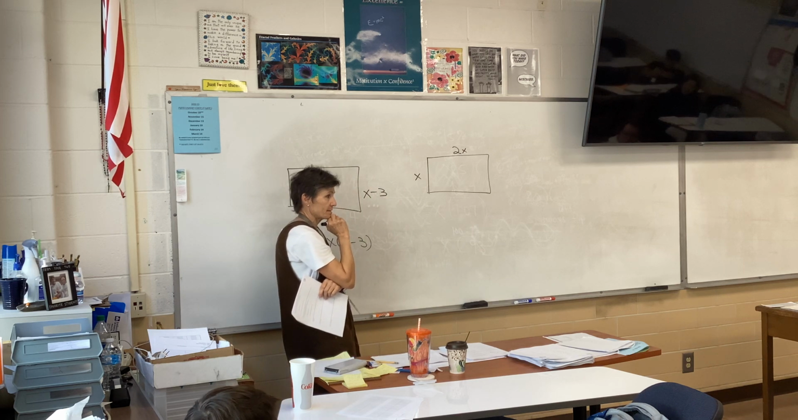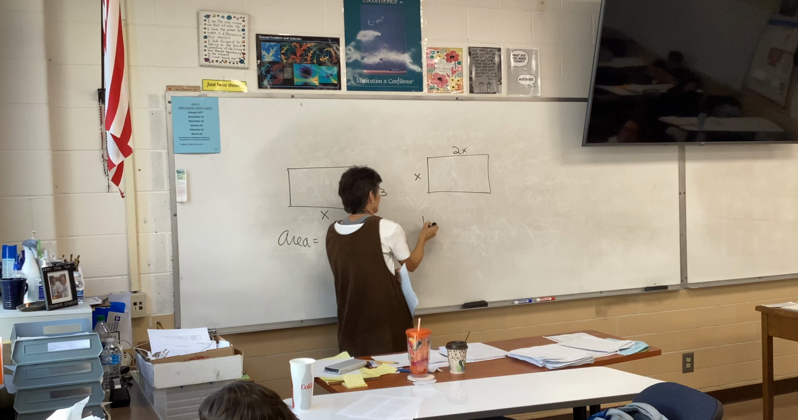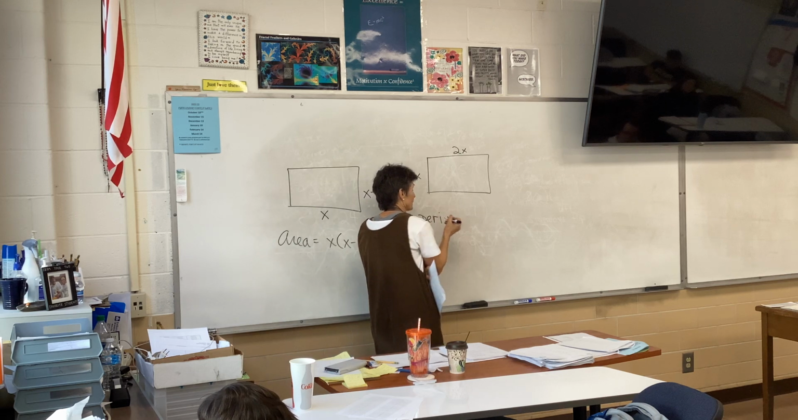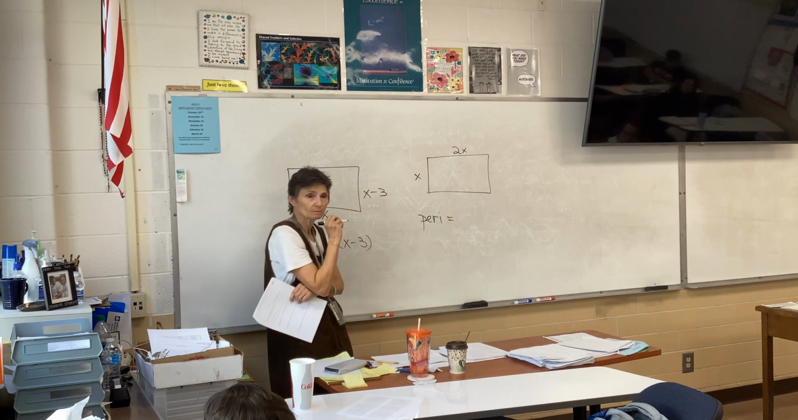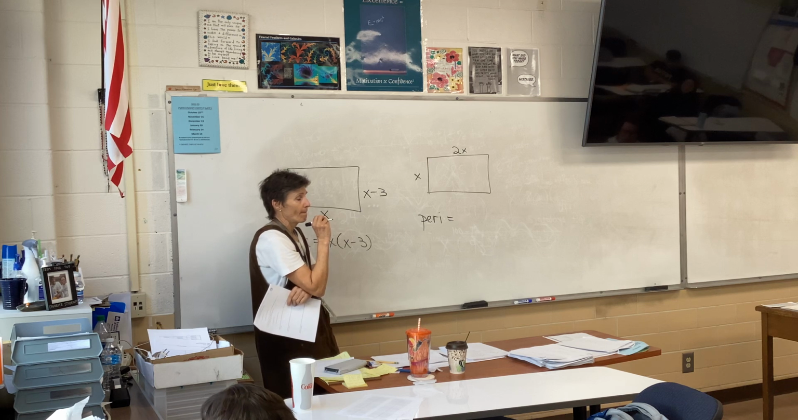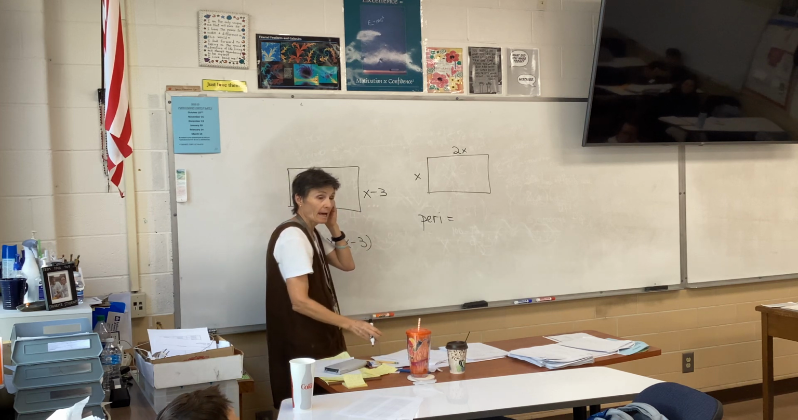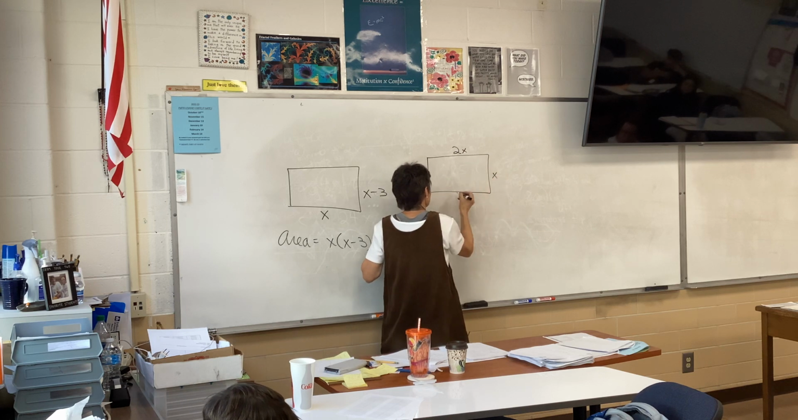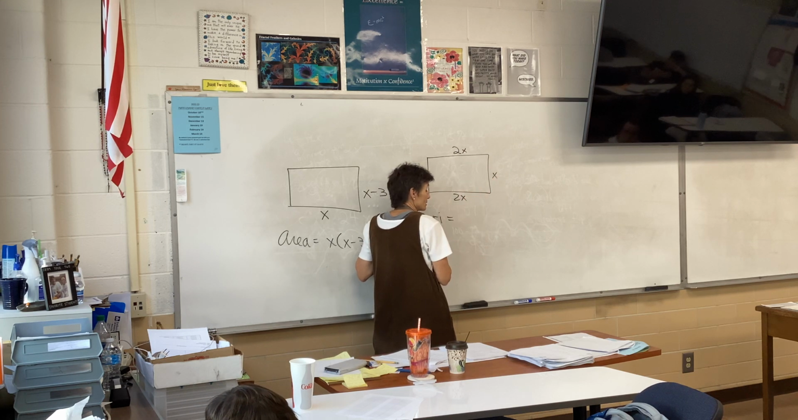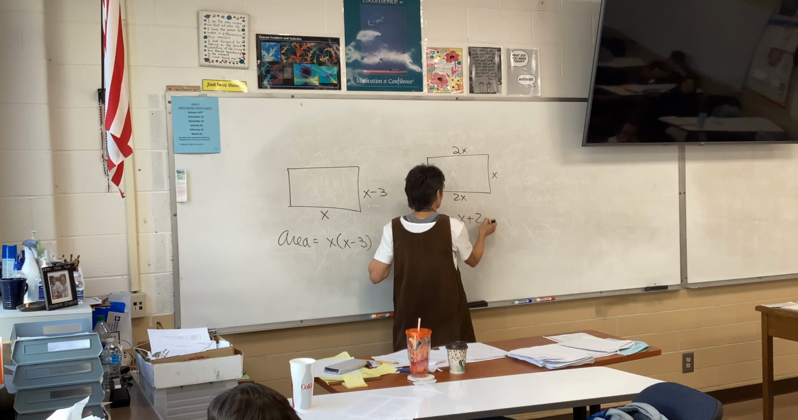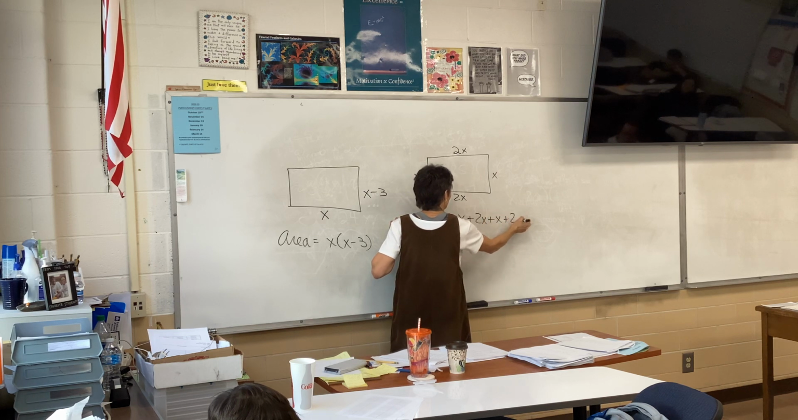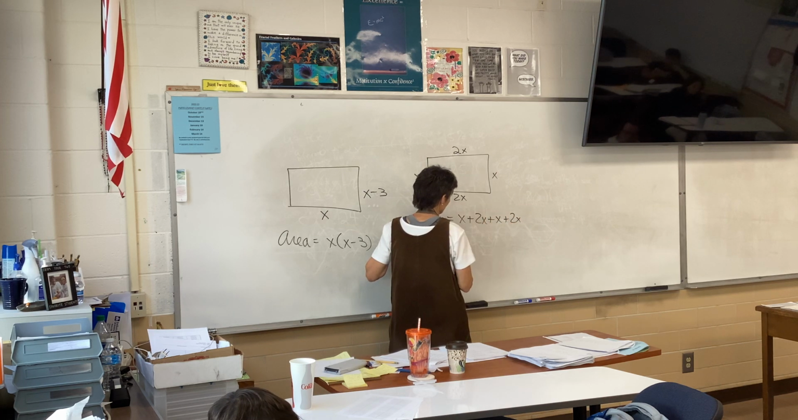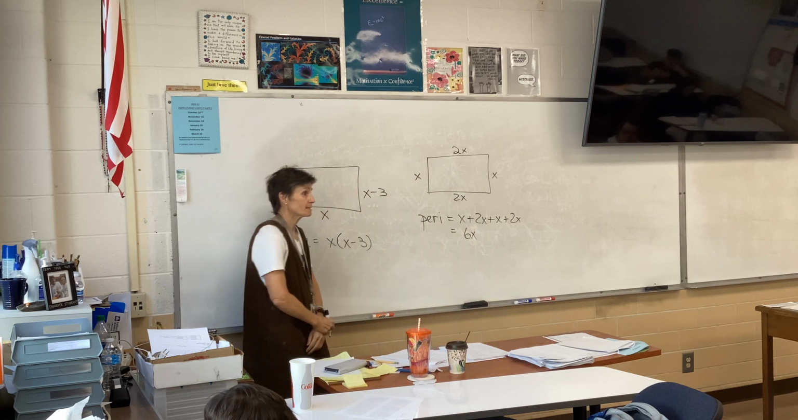And this problem says find the perimeter. How do you find the perimeter? Add all of them up. So clearly if that's X, this is X, and this one's 2X, right? So the perimeter's just add them all up. So it looks like the answer is 6X. The perimeter would be 6X.